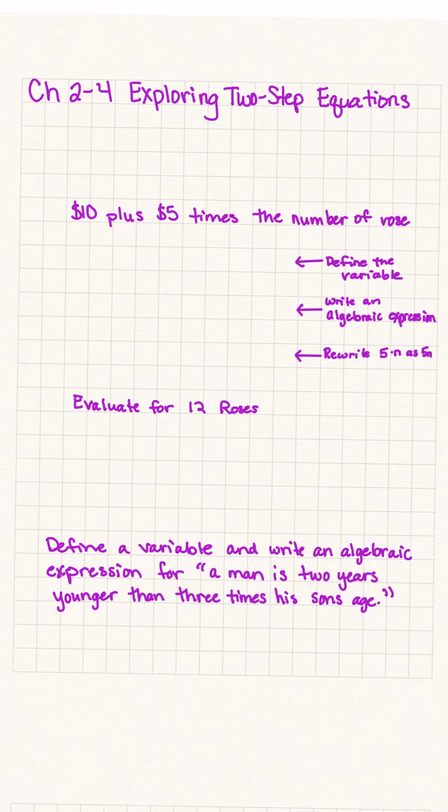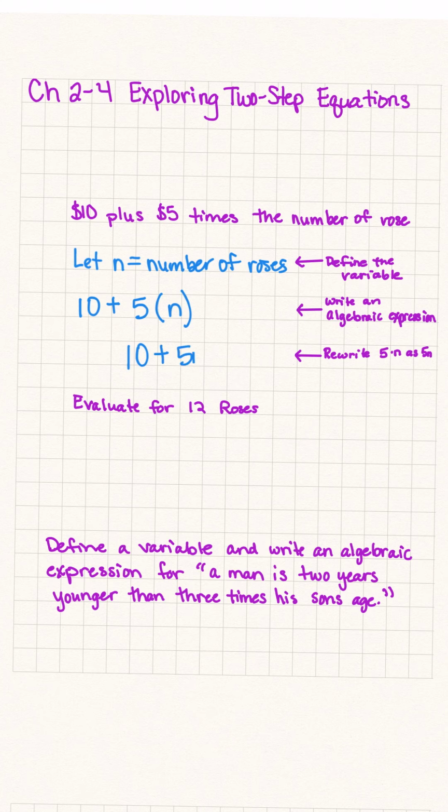So define the variable. We're going to let n equal the number of roses. Okay, now let's write an algebraic expression. 10 is going to be plus 5 times the number of roses. So we can write it as 10 plus 5n.